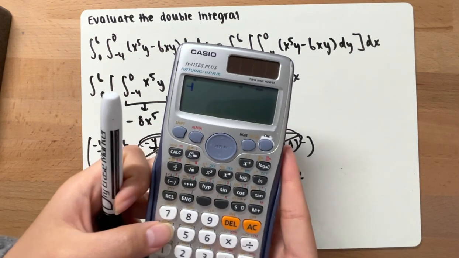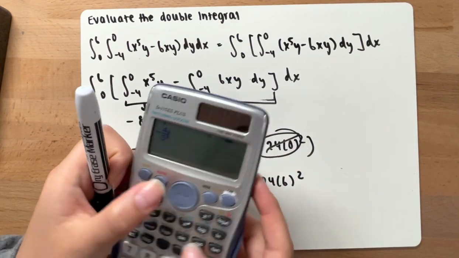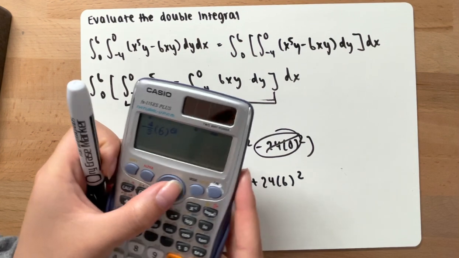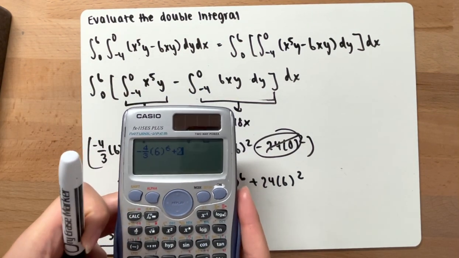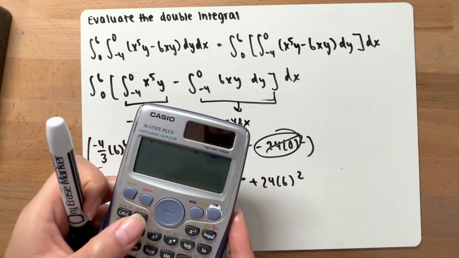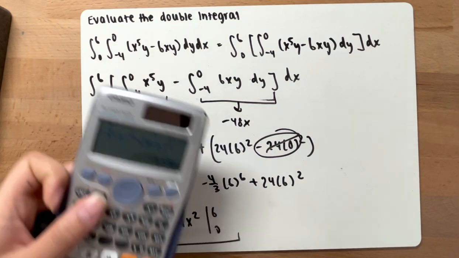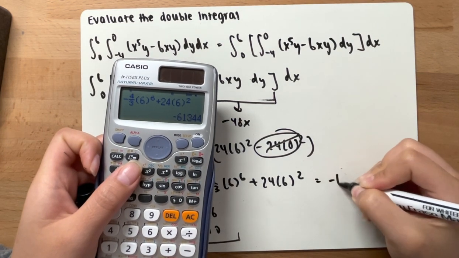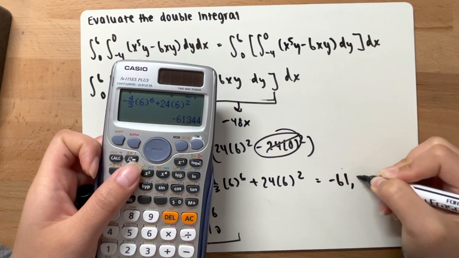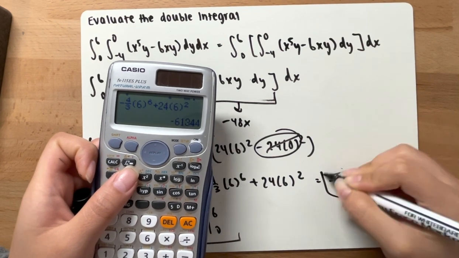Plug that into the calculator. -4/3 times 6 to the 6th power, plus 24 times 6 to the 2nd power. You then have -61,344. This is your answer.